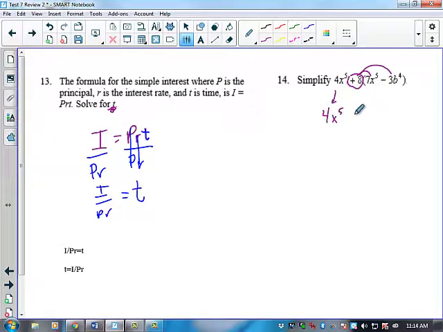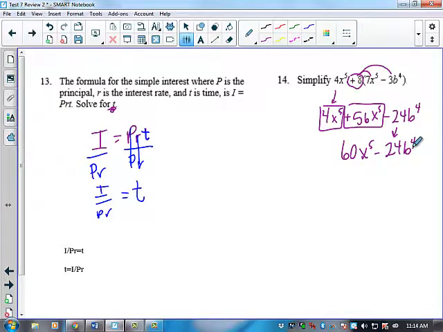So I have 4x to the 5th, just comes straight down. Positive times a positive gives me a positive. 8 times 7 is 56. X to the 5th doesn't change. Positive times a negative gives me a negative. 8 times 3 is 24. B to the 4th doesn't change. Now I have x to the 5th and x to the 5th. Those are going to be like terms. So I have 4x to the 5th plus 56x to the 5th gives me 60x to the 5th. And this part comes straight down. Still part of the answer. Okay.